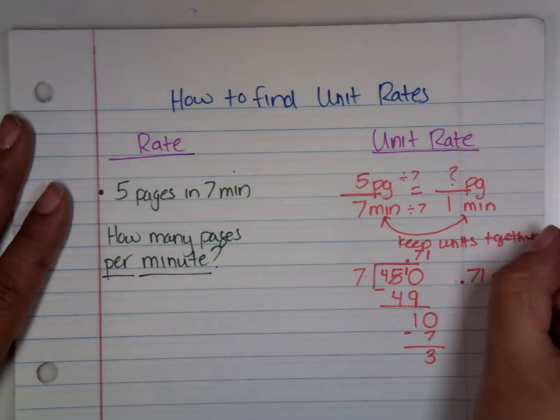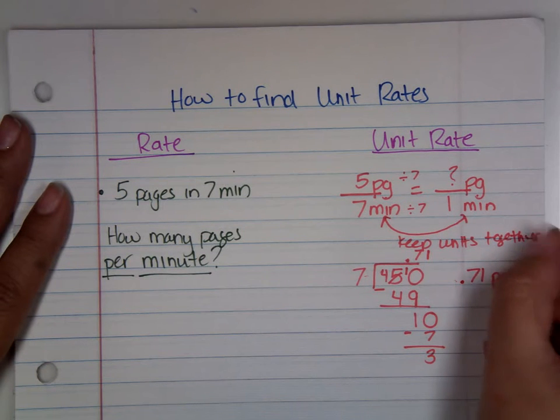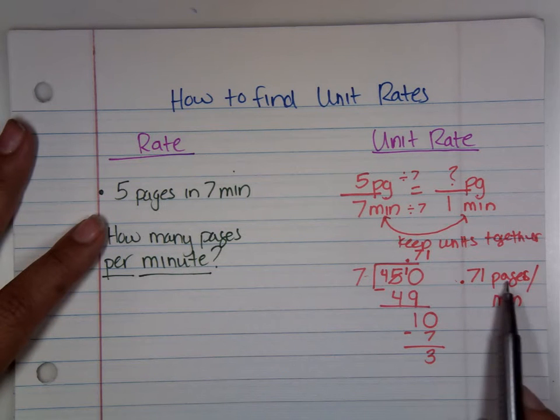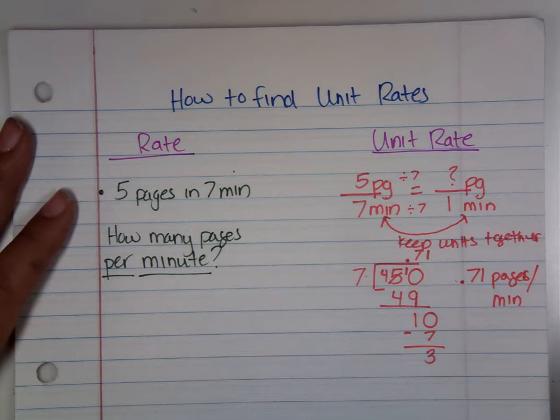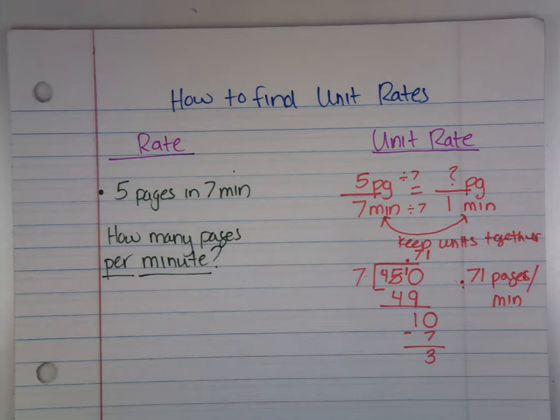Pages per minute. And this little line right there means per. So 0.71 pages per minute. So for every minute he reads, he is reading 0.71 pages. Okay? So let's go on to another one.